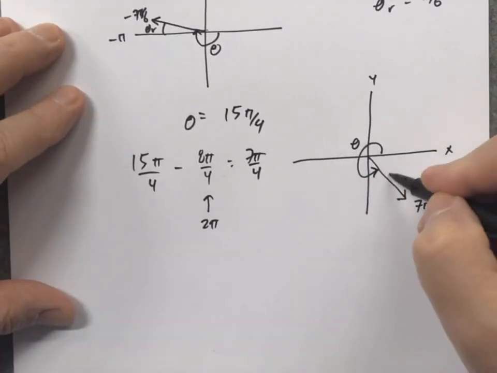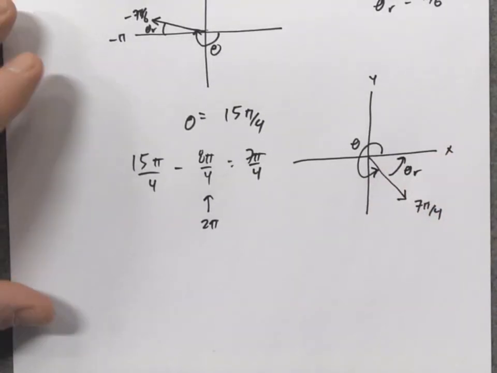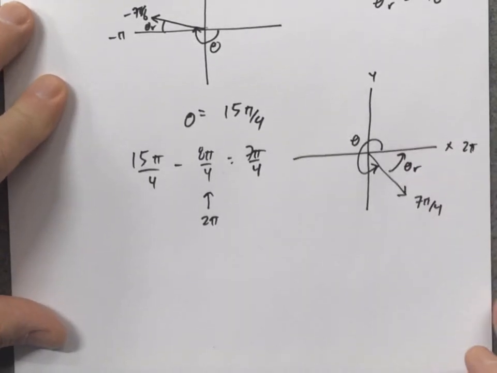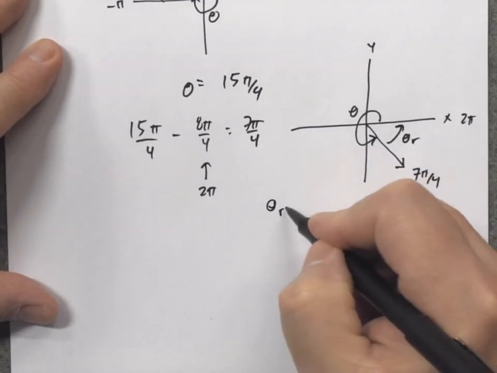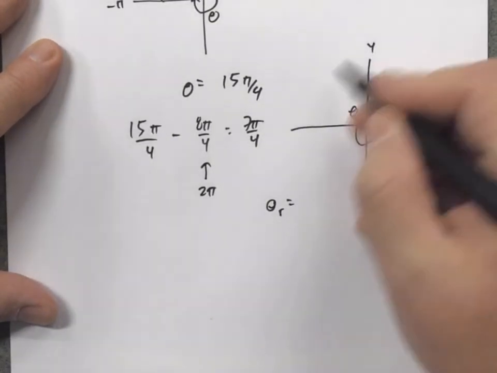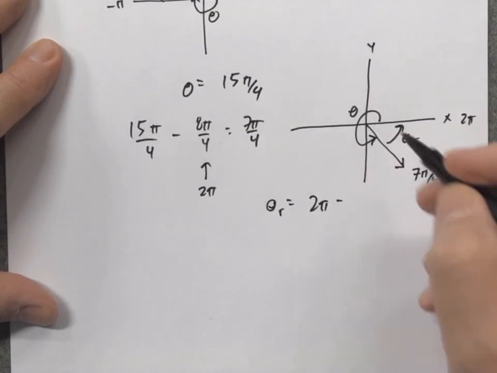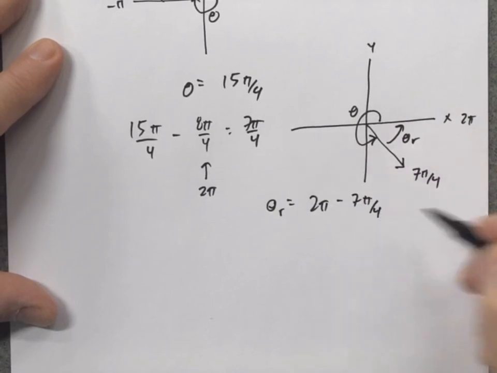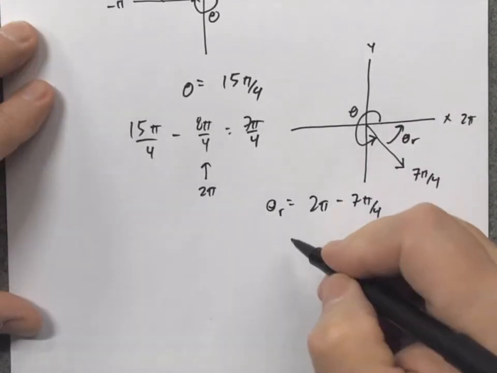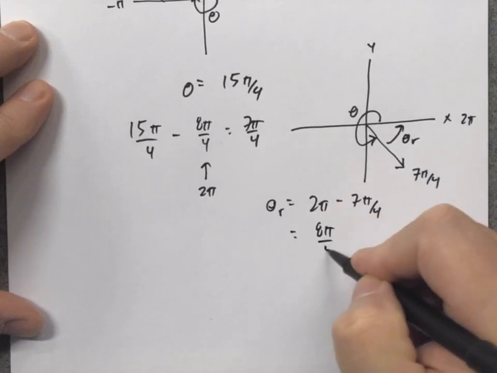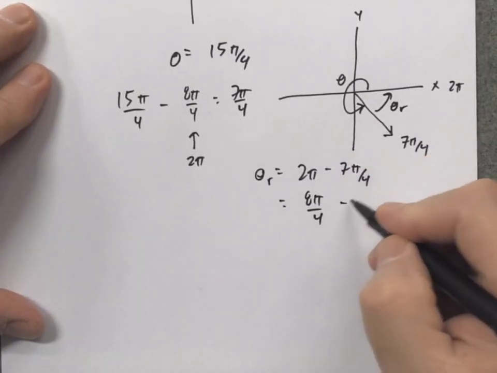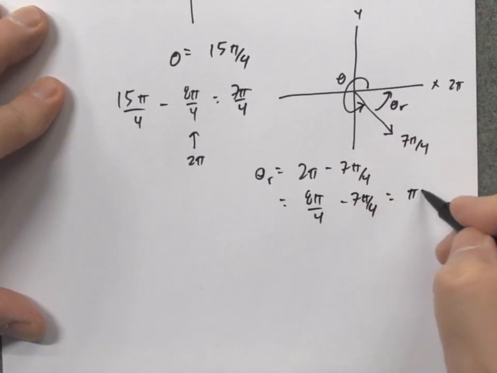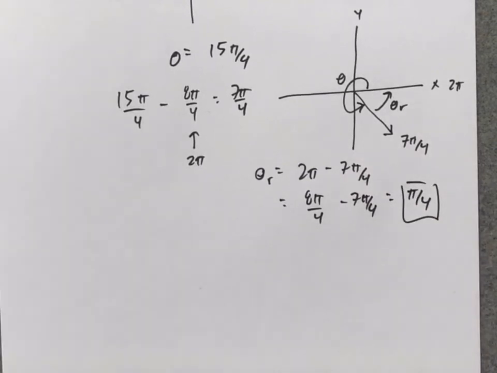If that's my angle, what's my reference angle? How far is it all the way around this? It's 2 pi, right? So if I want to do it mathematically, my reference angle is all the way around, 2 pi, minus 7 pi over 4. Once again, subtracting fractions: 8 pi over 4 minus 7 pi over 4 looks like it's pi over 4. Looks like that would be the reference angle.